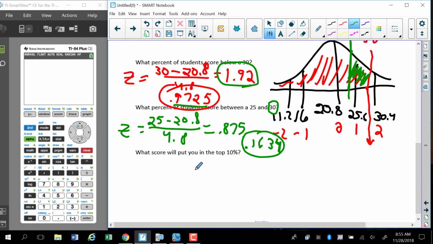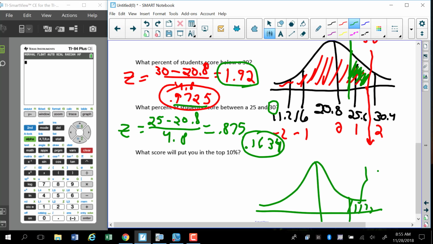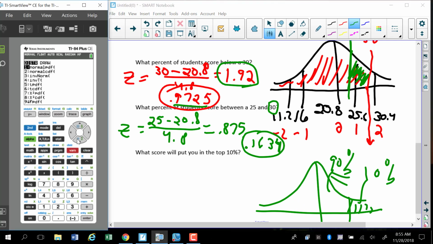Now, the only other way that we have left to ask a problem is what score will put you in the top 10%. A lot of people are wondering, okay, so here is my ACT exam. What score will put me to where this is the top 10%? Well, what that means is I want to score better than 90% of everybody else. So if I want to be in the top 10%, I want to score better than 90% of everybody else. So where this problem is a little bit different is we are not going to calculate a percentage because they gave it to us.